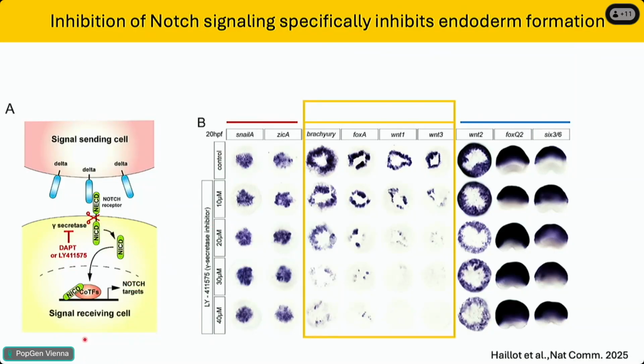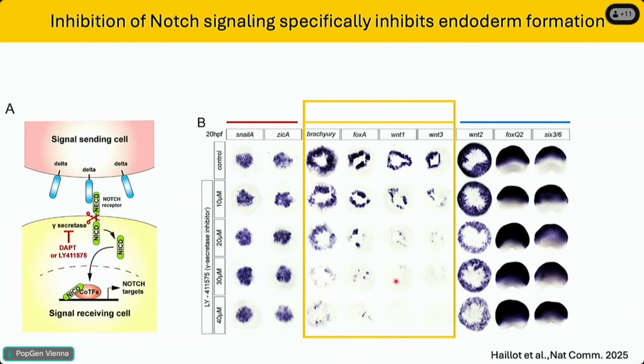And if you do that, and that's shown here, the upper row is again the control for, again, multiple markers, marking either mesoderm, endoderm, or ectoderm. And then you see only endodermal markers get downregulated in a dose-dependent manner of this notch inhibition, while the others are actually not affected at all. So neither mesoderm nor ectoderm. So what that means is you need notch signaling to specify this endodermal ring surrounding you. This means, okay, it's necessary.